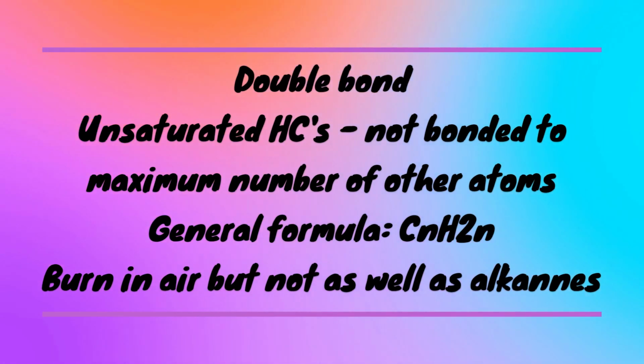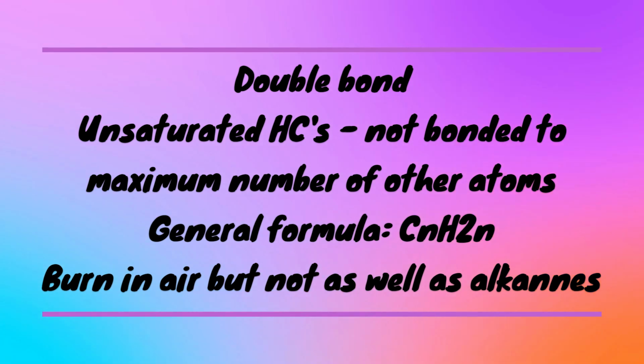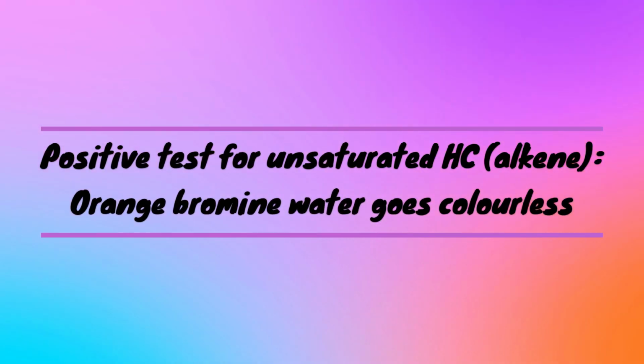We're now going to zoom in and look at alkenes. So alkenes contain a double bond, for example, the likes of ethene, propene. Methane, however, does not exist because it only has one carbon atom, so we can't have a double bond because it can't be bonded to another carbon atom. So we call alkenes unsaturated hydrocarbons, and this is because they are not bonded to the maximum number of other atoms. Alkenes' general formula is CnH2n, and alkenes burn in air, but not as well as alkanes. A positive test for an unsaturated hydrocarbon is that it turns orange bromine water colourless. Orange bromine water does not react with alkanes.